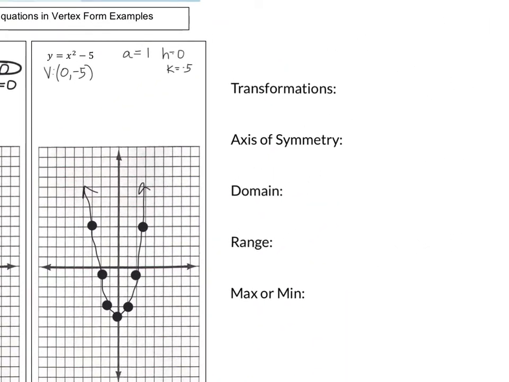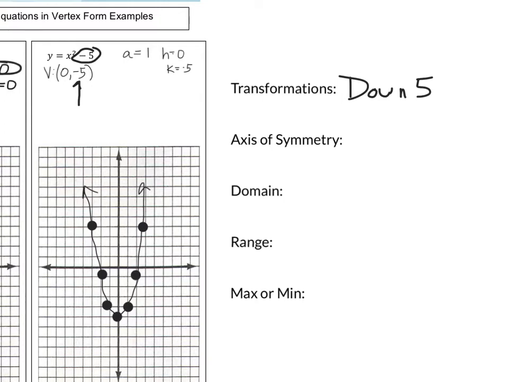All right, transformations. How did this thing move from that last graph? Well, this guy right here tells me something. That number tells me, in this case, this guy shifted down 5. That's a K value. So the transformation was down 5. That's it. There's no H and there's no A values.